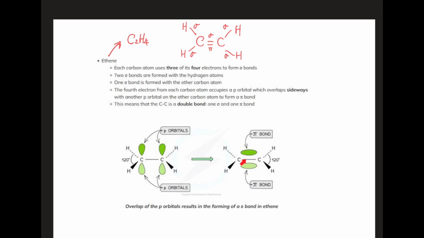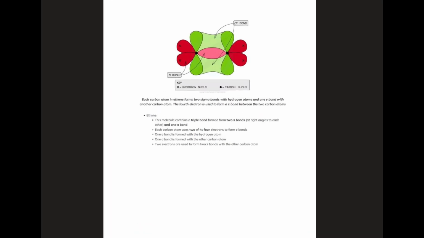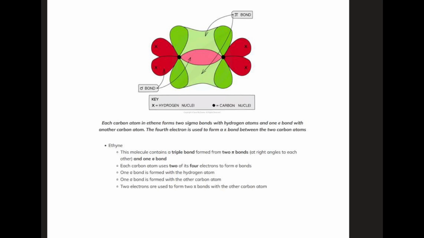So this is 1 sigma bond, the second and the third. Okay? So this means that the carbon-carbon is a double bond, 1 sigma and 1 pi. So like what I said, a double bond has 1 sigma and 1 pi. Okay, and let's move on. Okay, this is the picture, where it is kind of similar to what I drew just now.